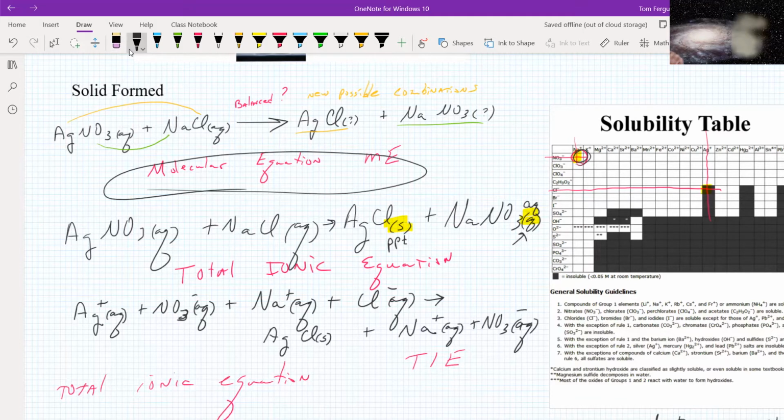Okay, so we have NO3, NO3. We have sodium and sodium. If it appears on both sides of the equation, that means it's not doing anything. So those are called spectator ions.